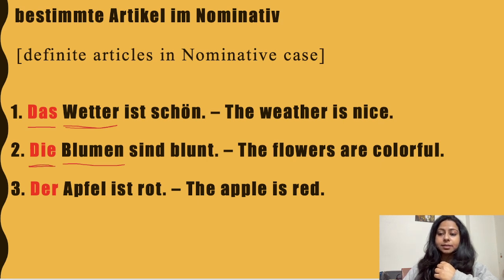In the third sentence, der Apfel ist rot. The apple is red. The noun is Apfel. The article is der. So, this is how it works. And if you could see, all the nouns are in capital letters, irrespective of whether it's a proper noun or common noun, and the articles are placed before the noun. As you could see, all the articles are placed before the noun.